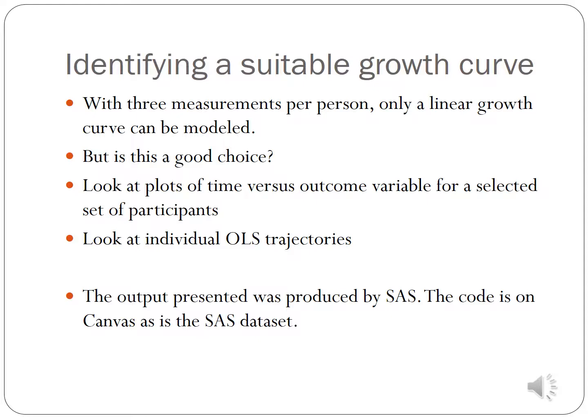So let's go back to this. 3 measurements per person, that's what we're starting with. We can only model linear, but is this a good choice? Because if it's not, then we're having a problem. So what we're looking for is what are the patterns? You would look at the plots of time versus your outcome variable for a selected set of participants, and you would look at individual OLS trajectories. This is a line of best fit for each person that the software will do for you.